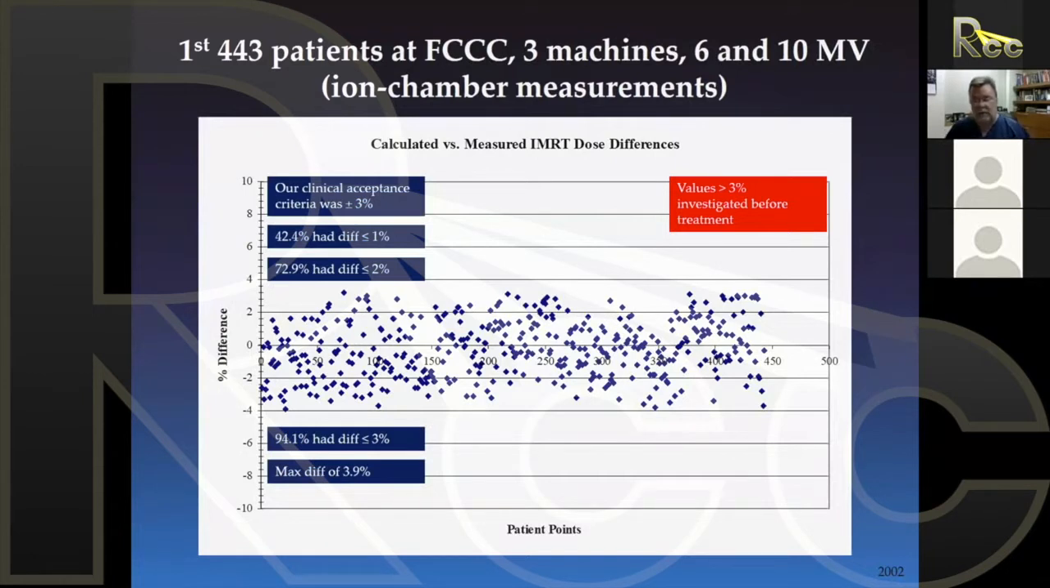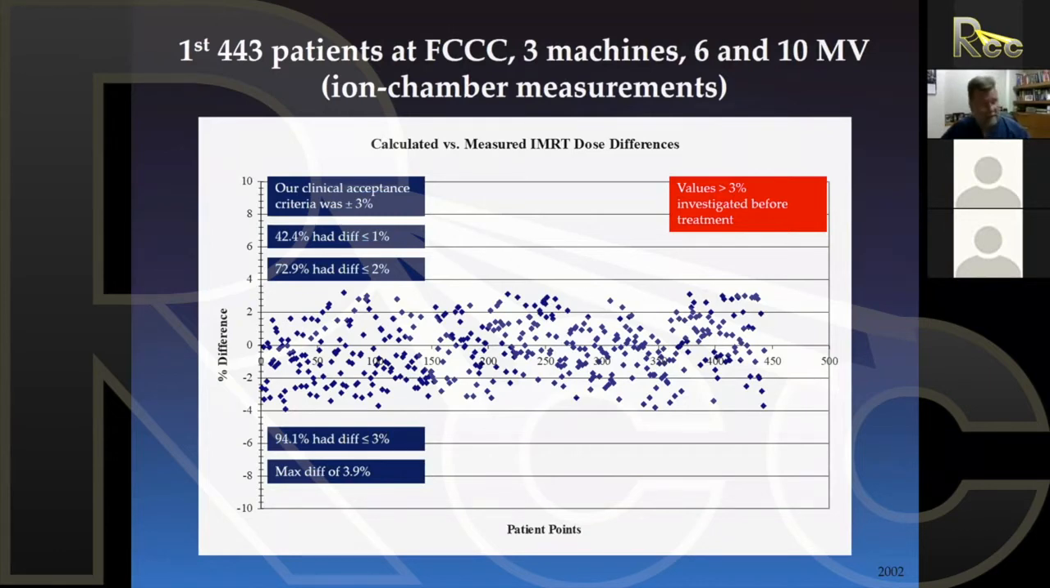I took time out here just to show this little concept. And this is way back in 2002. We looked at about the first 400 or so cases on 3 different machines, 2 different energies, all with small volume ion chamber measurements. And as a function of time, we looked at their variance from 1, 2, and 3% deviation with what was expected. And we had an arbitrary cutoff of 95%. As you can see here, 94% of them were within 3% variation in the first iteration. So this was very good. Anything outside of that would require us to evaluate.